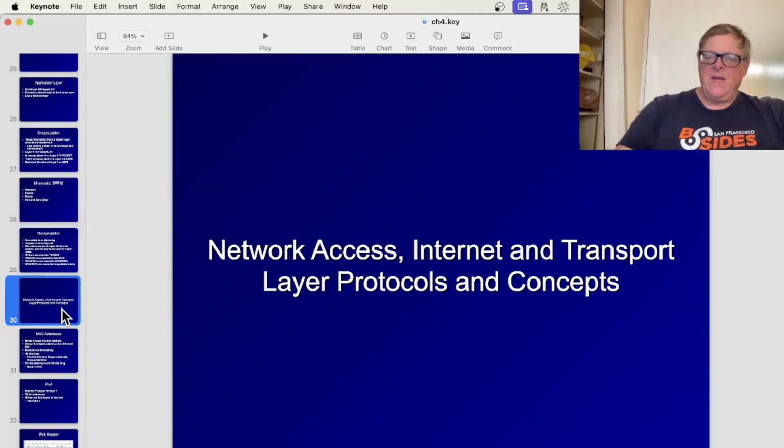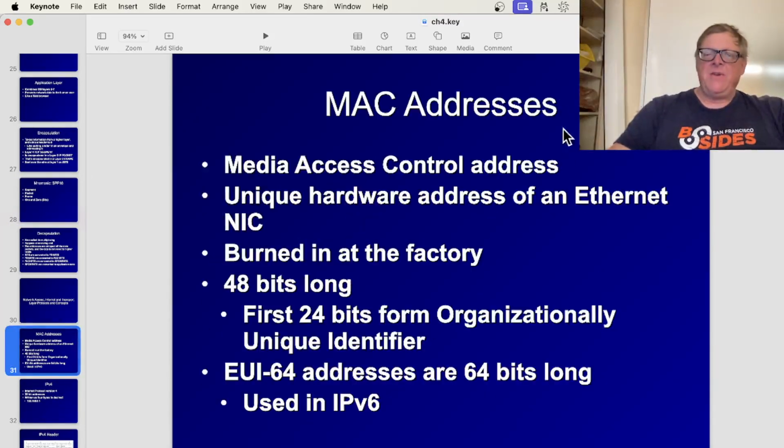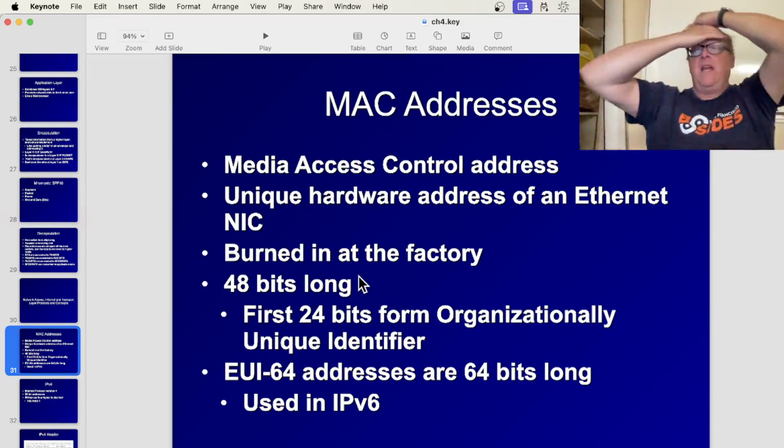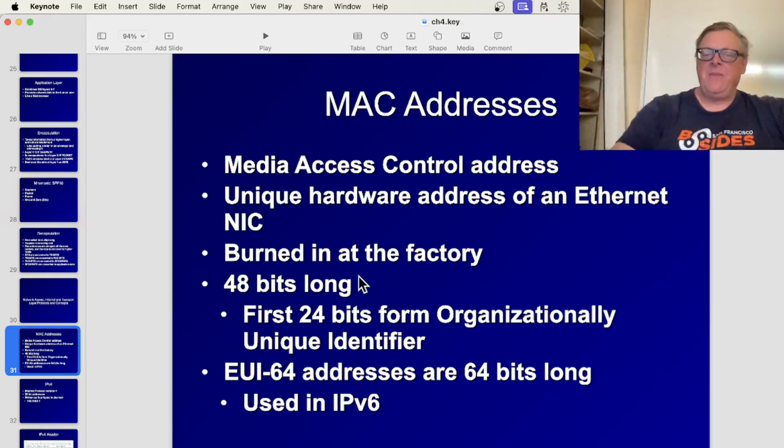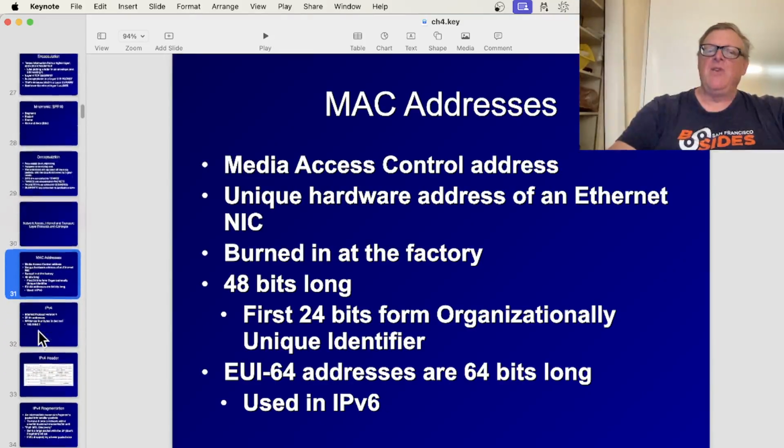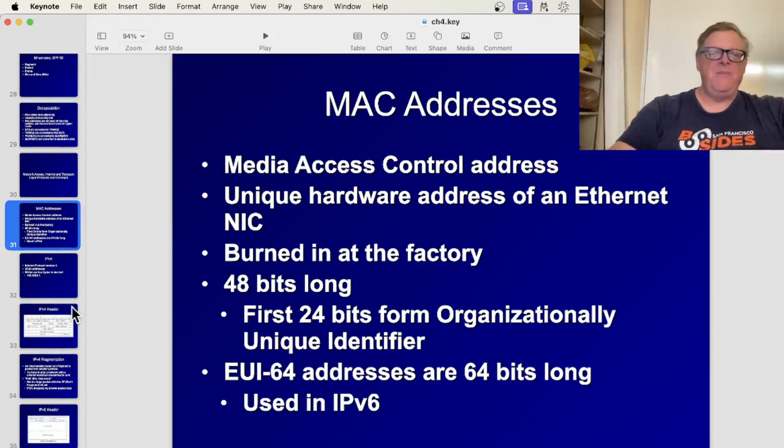All right. So the MAC addresses are unique hardware addresses. It's burned in at the factory, 48 bits long. When you buy a network card, it has a MAC address in it. All right. And there are addresses that were used sometimes to create IPv6 addresses by using some of these addresses, but that turned out to be a bad idea for privacy and has largely been abandoned.